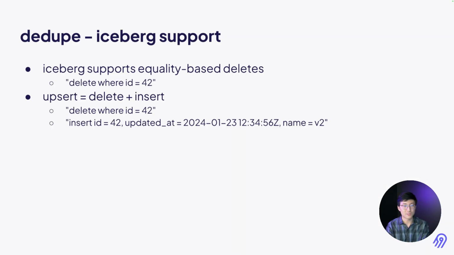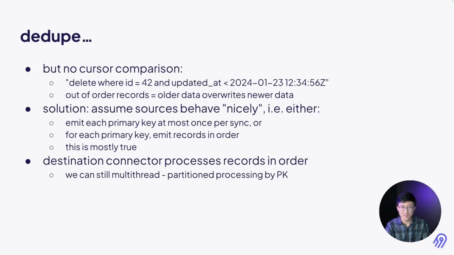But let's go into a little bit of how this works in detail. I mentioned earlier that Iceberg supports deletes. These are equality-based deletes. You can say, delete this primary key value, and that gives you a basic upsert operation: delete that primary key, insert the new version. But that's not quite true, actually. If you do that, you'd really like to be able to do a cursor-based comparison. Conditionally upsert if this incoming record is newer than the one that exists. Because otherwise, if you have out-of-order data processing, you're going to have older data overwriting newer data.